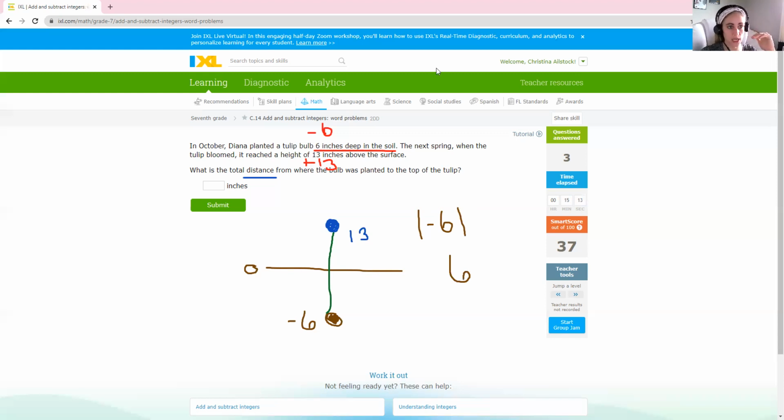But then it grew 13 more inches, meaning we need to add that to get our total distance. 6 plus 13 is 19. 19 total inches is the distance from where it was planted to the tip top.